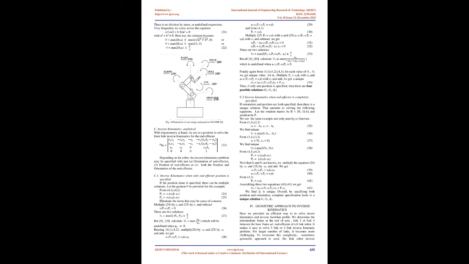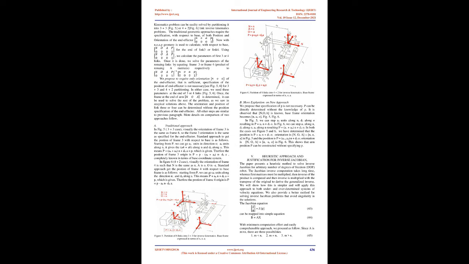With trigonometry at hand, we are in a position to solve the three-link inverse kinematics for the end-effector. Depending on the robot, the inverse kinematics problem may be specified with just a, orientation of the end-effector, b, position of the end-effector, or c, both the position and orientation of the end-effector. C.1 Inverse kinematics when only end-effector position is specified. If the position alone is specified, there can be multiple solutions.